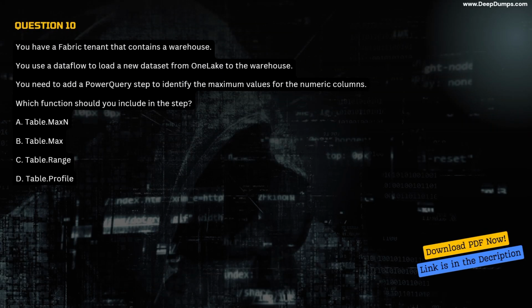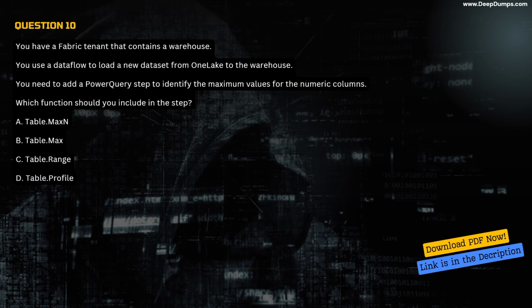Question 10. You have a Fabric tenant that contains a warehouse. You use a dataflow to load a new dataset from OneLake to the warehouse. You need to add a Power Query step to identify the maximum values for the numeric columns. Which function should you include in the step? A. Table.MaxN. B. Table.Max. C. Table.Range. D. Table.Profile. Correct answer: Table.Profile.